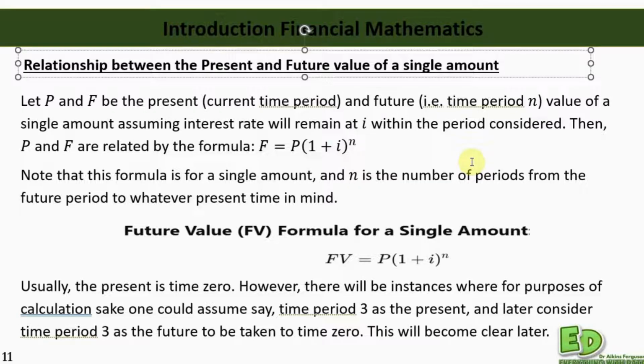Right? Like I just explained earlier. Usually the present is time 0, that is period 0 on the cash flow diagram. However, there will be instances where, for purposes of calculation, we could consider the future value to be taken to time 0, right? So it's just telling you that a future value that you have can be brought to period 0. That means you can find the present value.